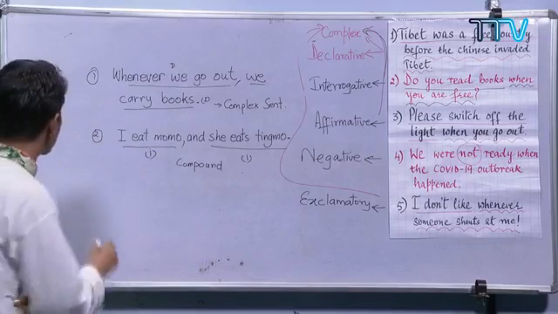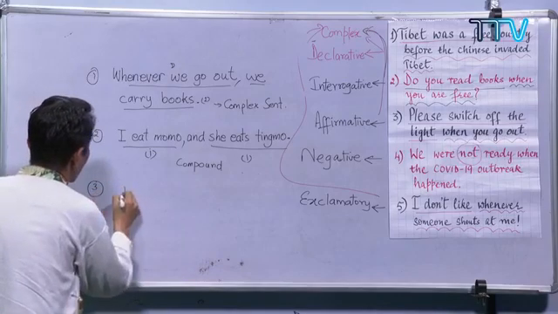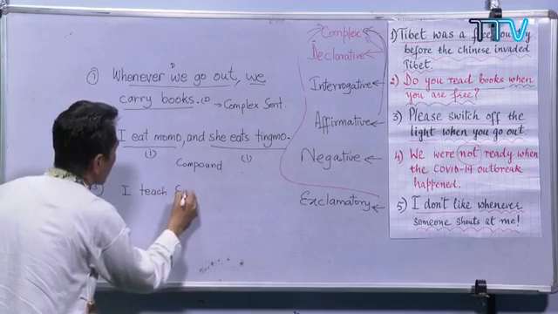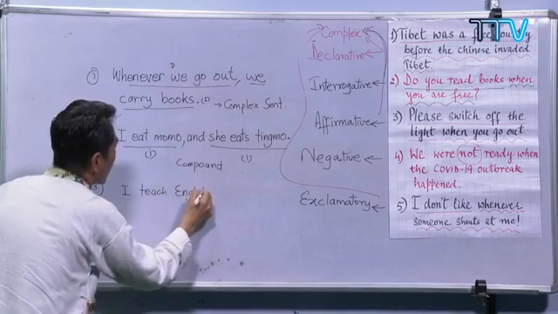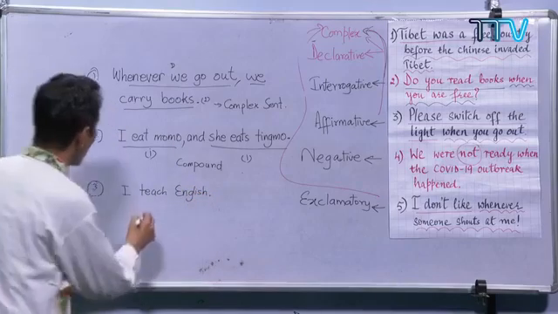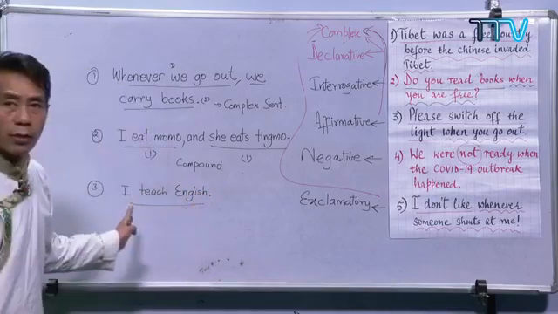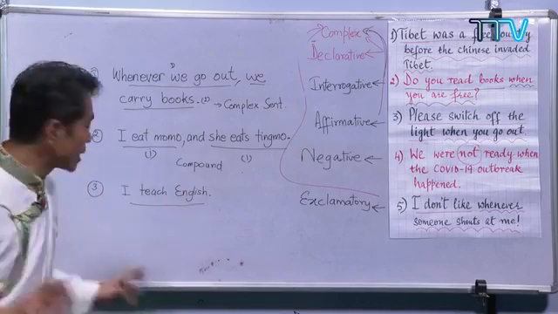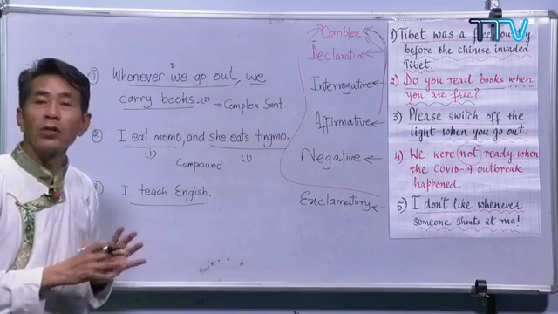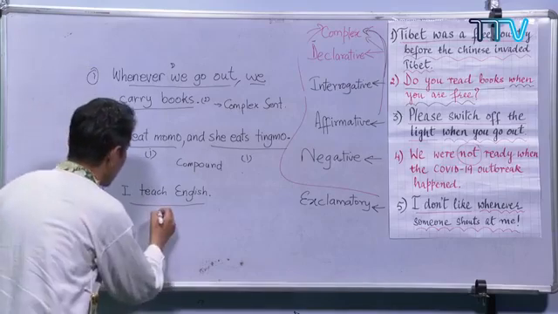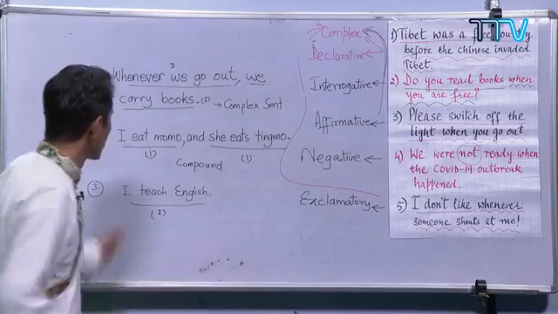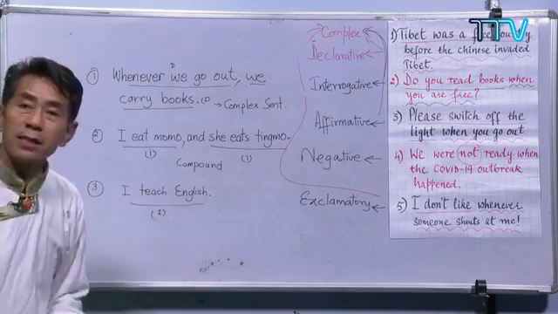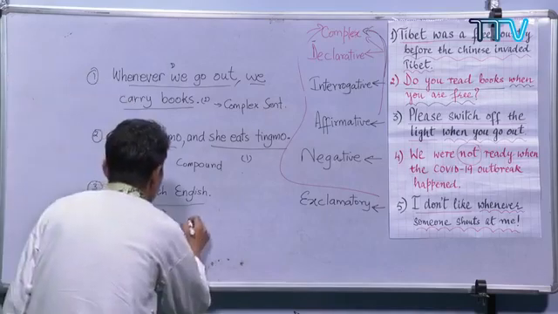Now, the third one: I teach English. Now, we have got one clause. Why is this a clause? Because it has its own subject and verb and it makes a complete sense. So, is it an independent clause or a dependent clause? This is an independent clause. I teach English. So, one independent clause. What type of sentence is this? This is a simple sentence.